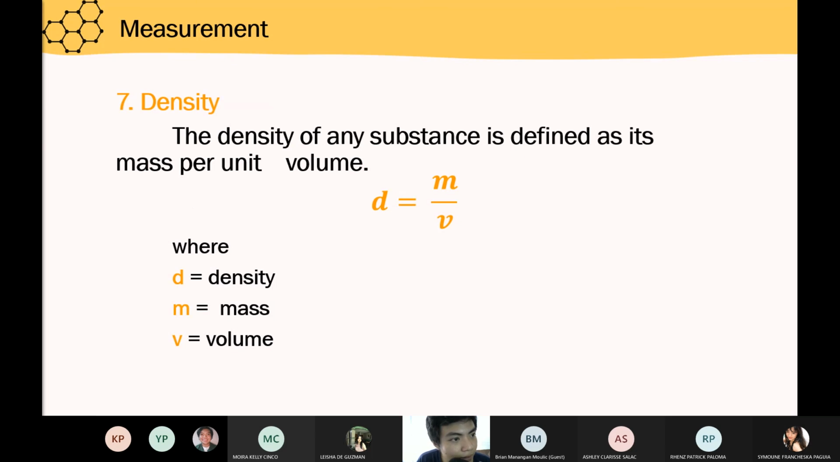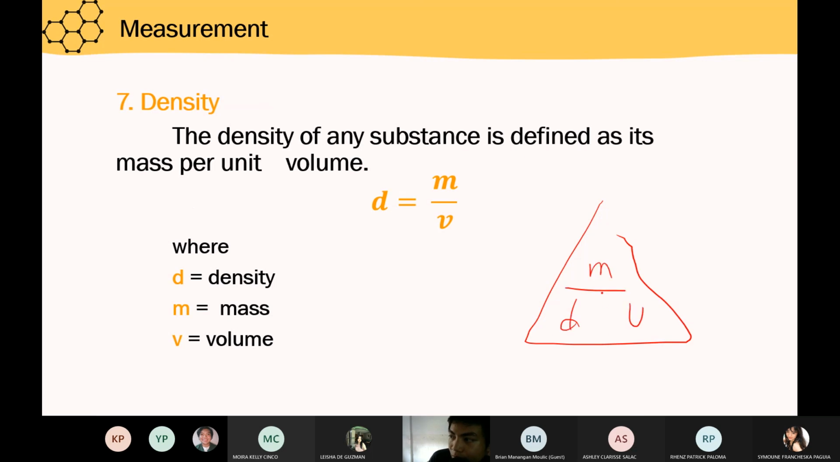Density. So dito tayo natagalan kasi nag-exercise tayo. Okay? So density, mass per volume. And also, do not forget the triangle I showed you earlier. Yung triangle kanina. So this is density, mass, volume. Pag naghahanap kayo ng volume, that's mass over density. Pag naghahanap ng density, mass over volume. Pag naghahanap ng mass, density times volume. Ganun lang.